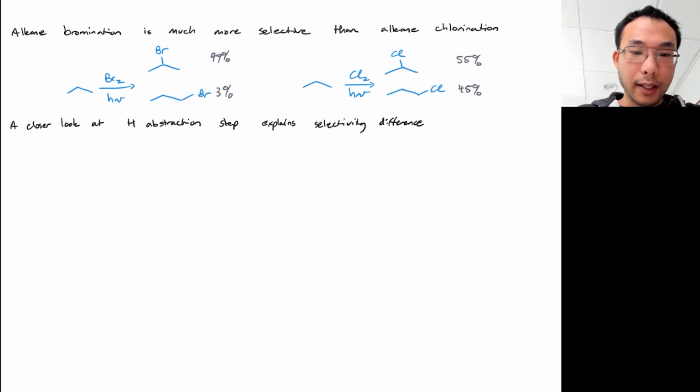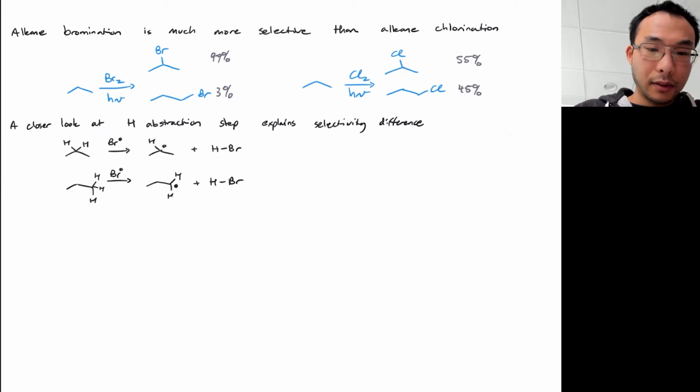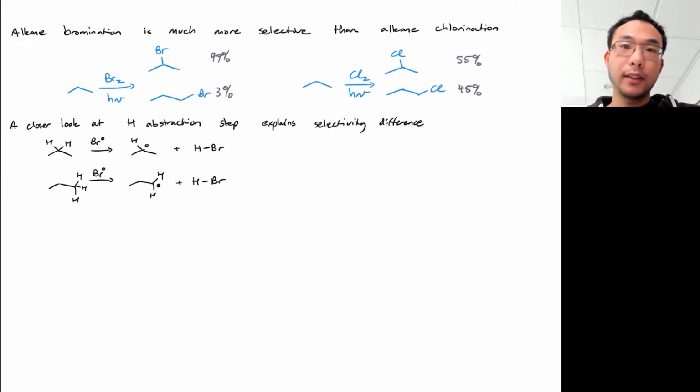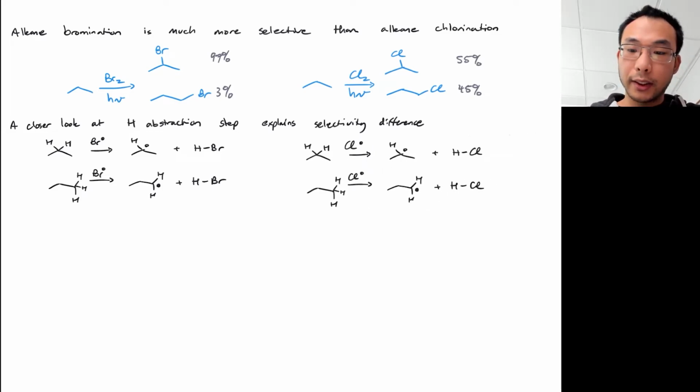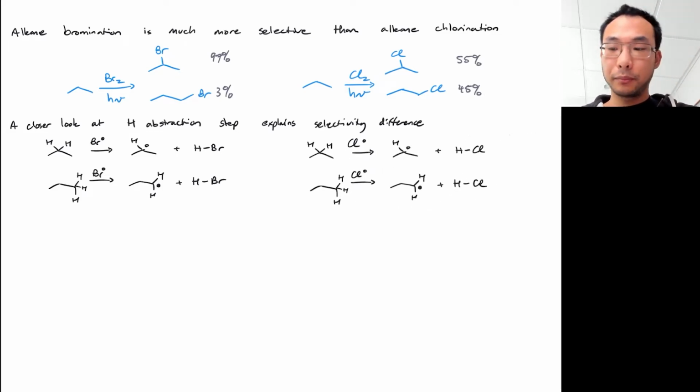It turns out that if you look at the H abstraction step, that is enough to explain the selectivity difference. So let's look at that abstraction step. What I'm referring to is the step where the halogen radical is abstracting a hydrogen to form the carbon radical. In one case we have to form the secondary radical, in the other case we have to form the primary radical. And the reaction is analogous for the chlorination.